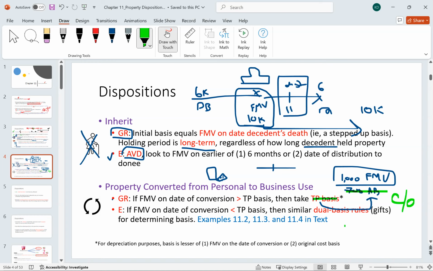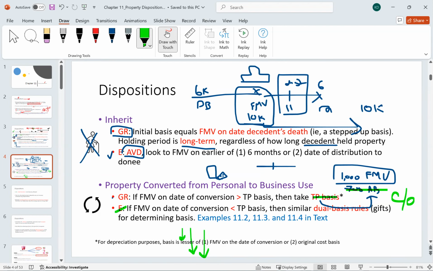Carryover basis is the general rule. Kind of like gifts, right? You can think of it like gifts, general rule, carryover basis. Property converted, general rule, carryover basis. We do have an exception if it's depreciated property on there. So you can look at 11.2, 11.3, 11.4 with that.